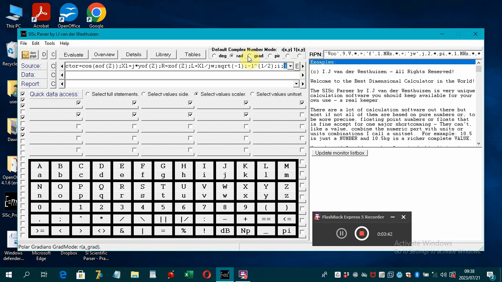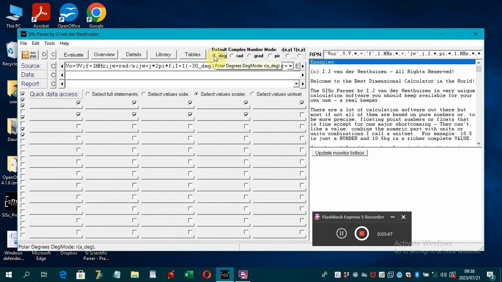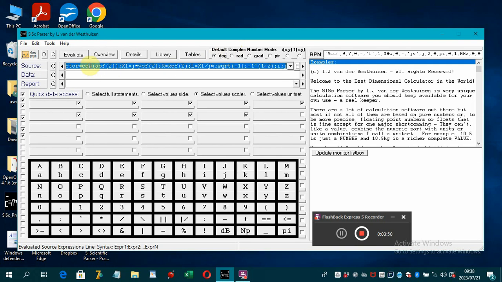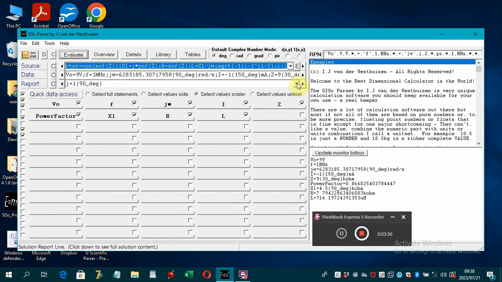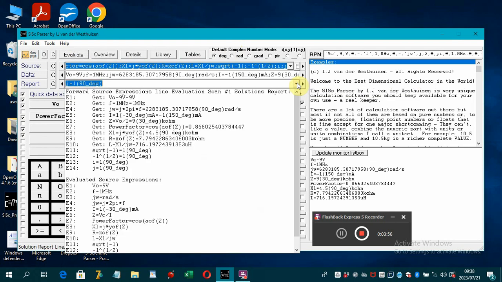So now we're going to set the default complex number mode to degrees mode, and we're going to select everything and evaluate, and I'm going to drop down the report, and you can see the full calculation there for yourself in polar degrees mode. So we have our output voltage is 9 volt, our frequency is 1 megahertz, our angular velocity times J is J angular velocity. There's a value in radians per second, and it's got a 90 degrees phase angle because we've multiplied by J.